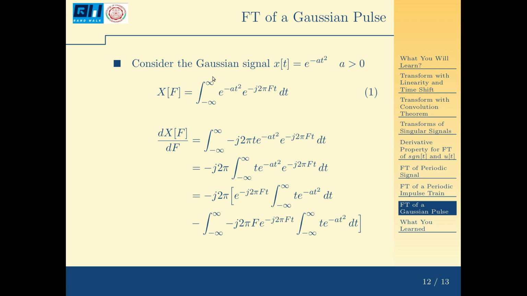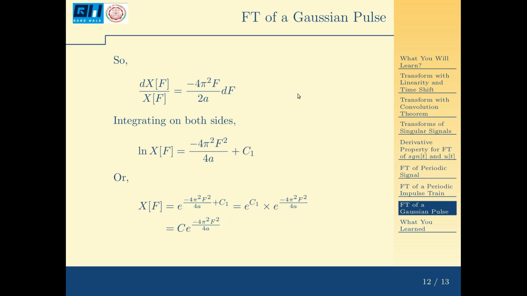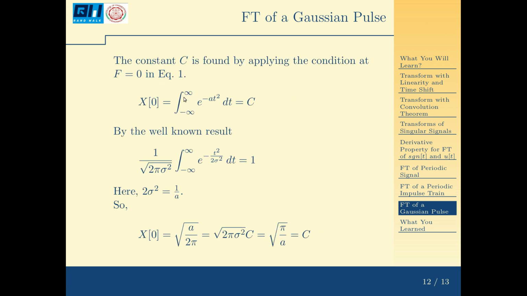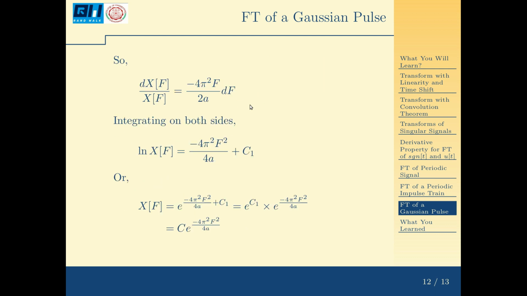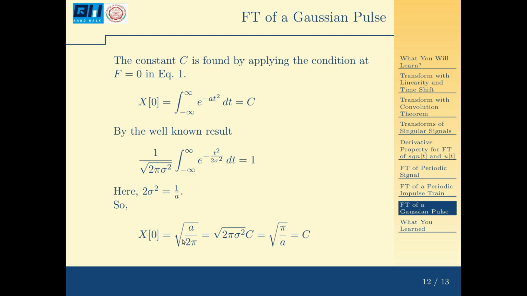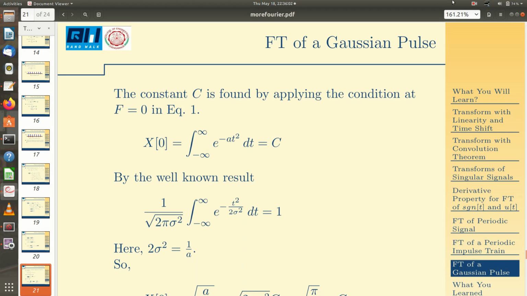So it will be the integral from minus infinity to infinity of e raised to minus at square dt. Capital X of 0 will be the integral from minus infinity to infinity of e raised to minus at square into 1 dt. That is equal to, what will happen at f equal to 0? X of 0 will be c times e raised to 0, so X of 0 is c.